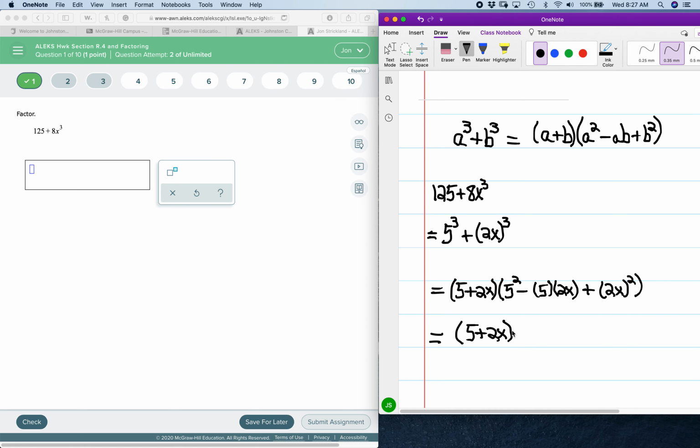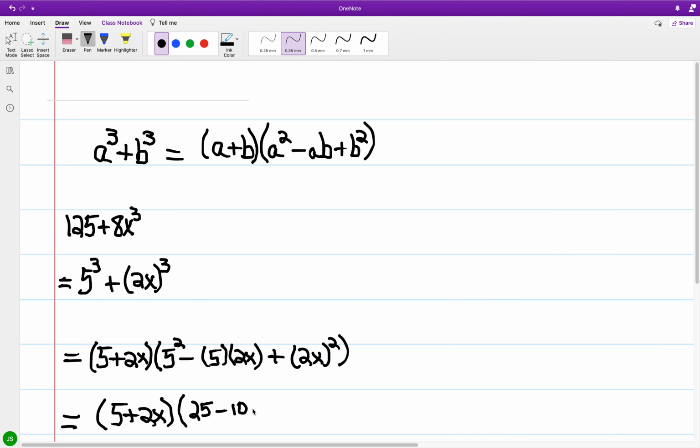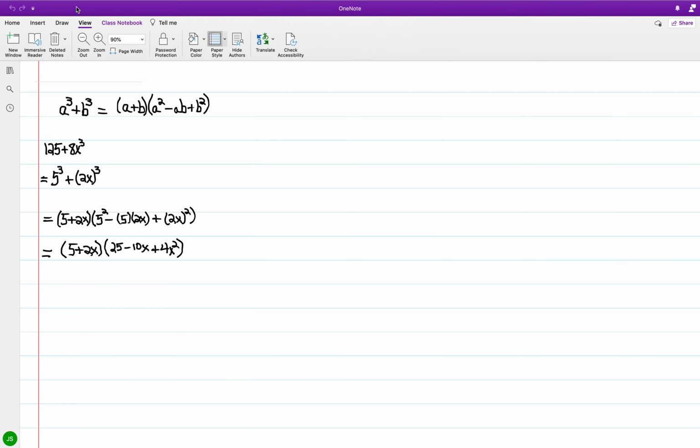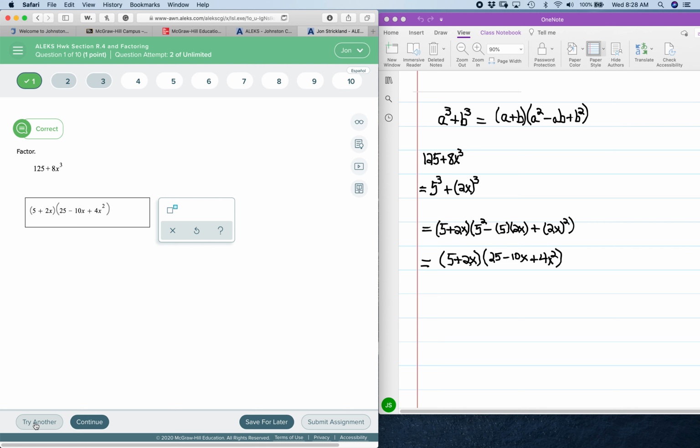In the follow through, you have the quantity of 5 plus 2x. 5 squared is 25. Negative 5 times 2x gives minus 10x. 2x quantity squared becomes 4x squared. This is our result. Transferring it over to ALEKS, we have the quantity of 5 plus 2x times the quantity of 25 minus 10x plus 4x squared. Checking, we have the correct result.